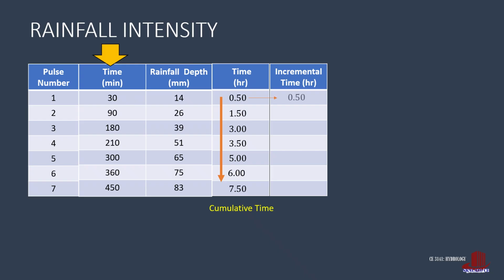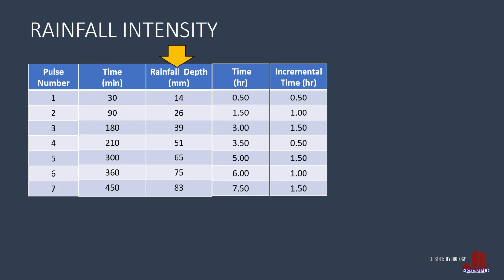The first entry is 0.5 less 0, giving 0.5. 1.5 minus 0.5 is 1. 3 less 1.5 is 1.5. 3.5 less 3 is 0.5. And 5 minus 3.5 is 1.5. The next is 6 less 5, which is 1, with the last entry of 7.5 less 6 as 1.5 hours. Half of the rainfall intensity is already identified.